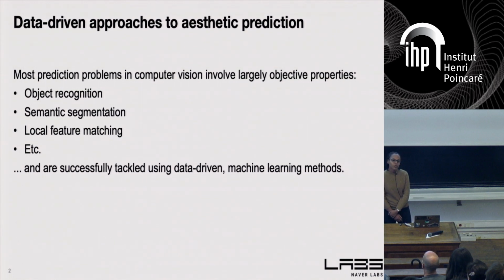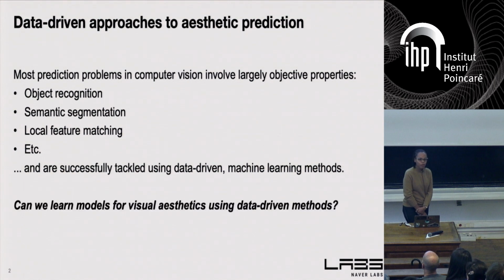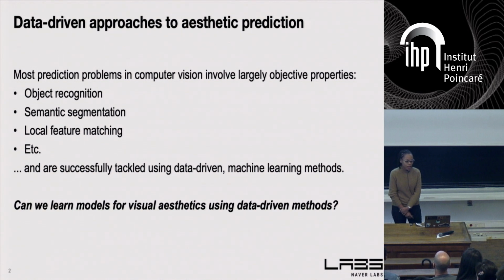So what we really wanted to answer in this stream of work is, can we have the same type of approach for image properties that are less objective, in particular aesthetic appreciation and visual aesthetics?